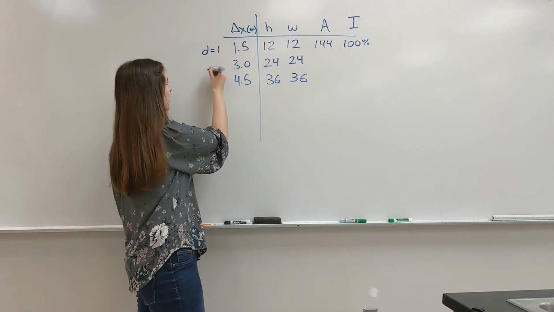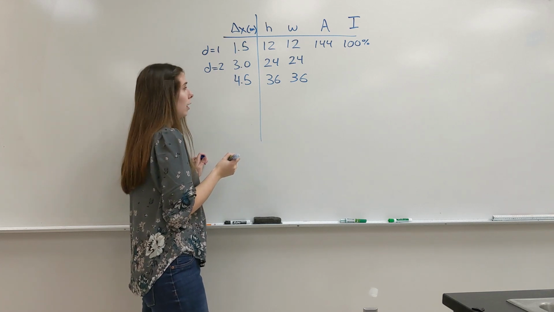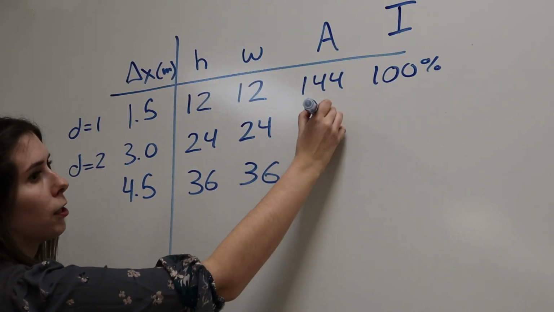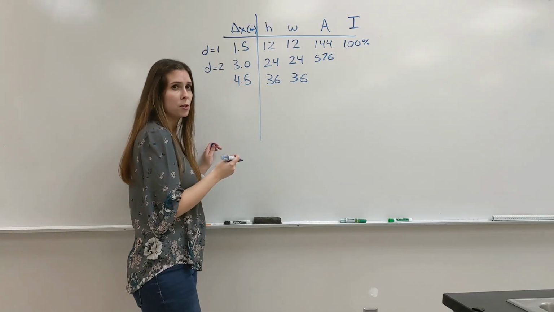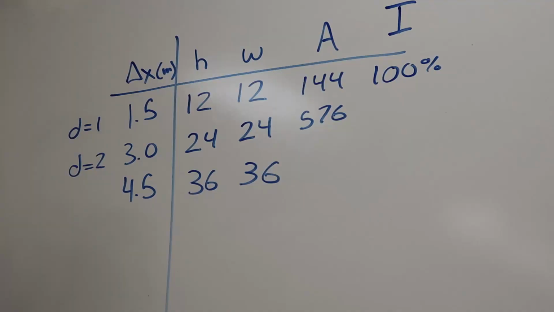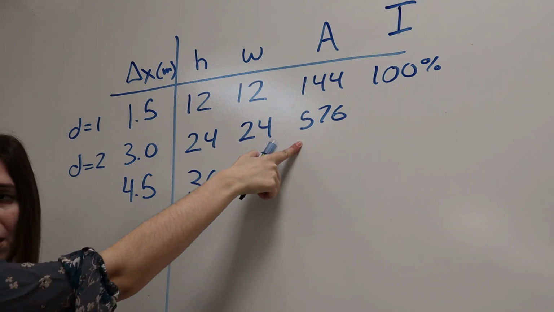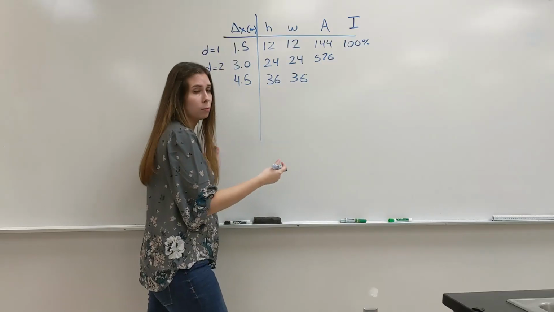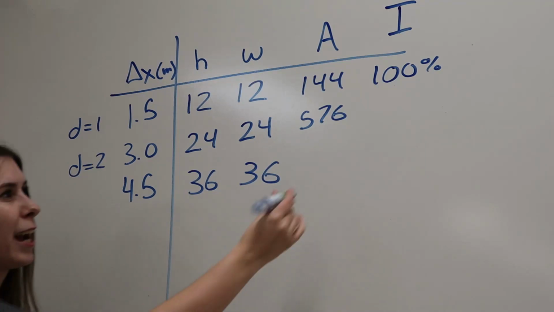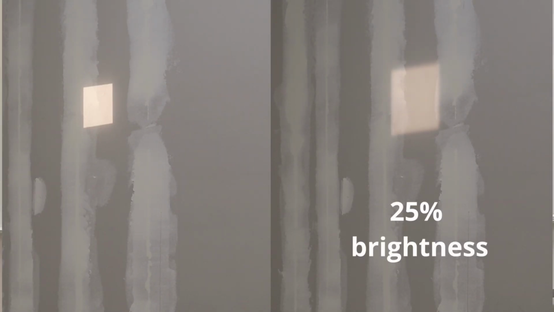If we go to our distance 2, so when I moved it to 3 meters away, we have our heights and widths. Again, if we multiply those, we get 576 square centimeters. And if you actually took the time to get out a calculator, you would find that 144 is exactly 1/4 of 576. So now, when the light is double the distance away, it's actually 1/4 of the original light intensity.